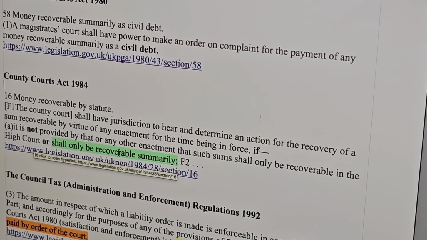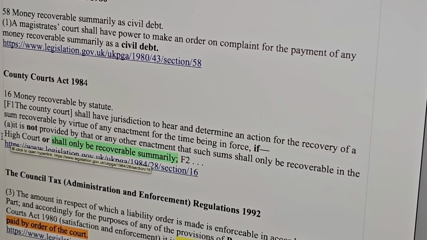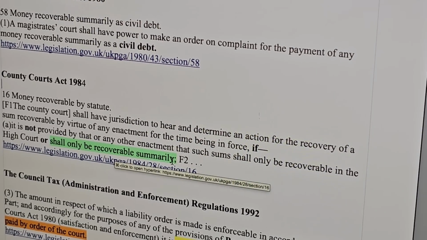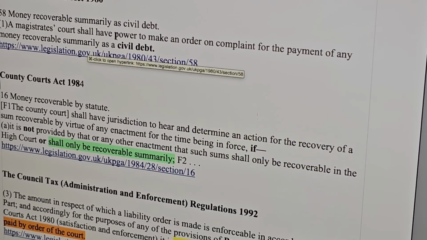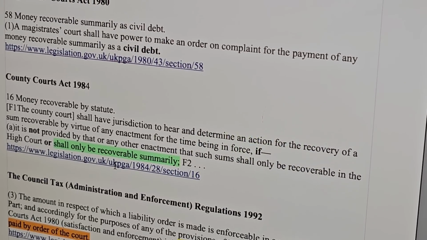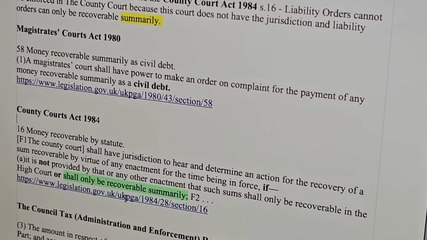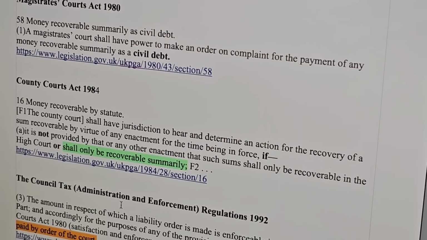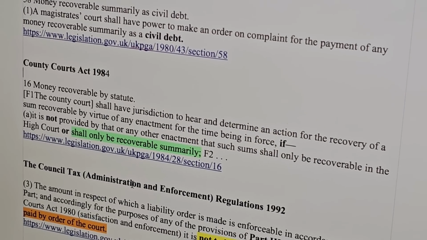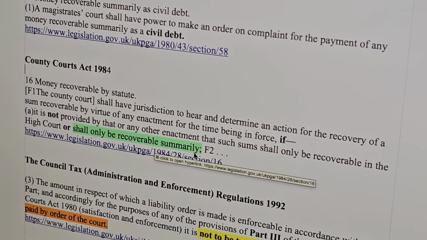So if it was provided, they could hear it, but they can't hear anything that's expressly recoverable in the High Court or shall only be recoverable summarily as a civil debt. And this is a civil debt. It's not a fine. County courts only deal with civil. So that's what that means. Right, and it takes a little bit of going over, but as far as I'm aware, that's exactly what it says. They haven't got the right to recover sums that can only be recoverable summarily.